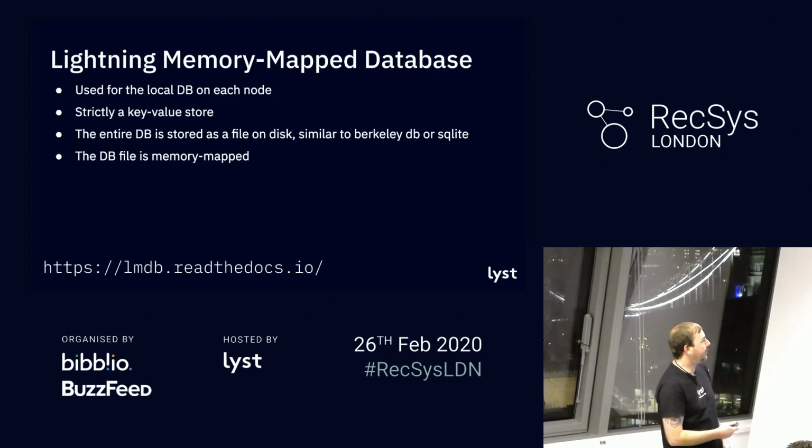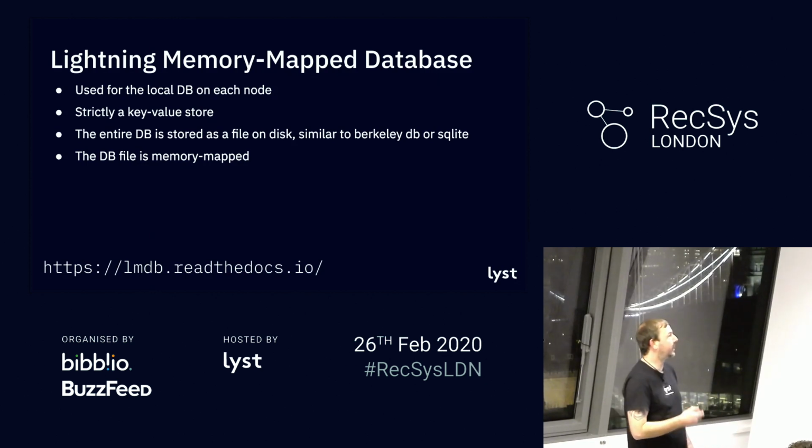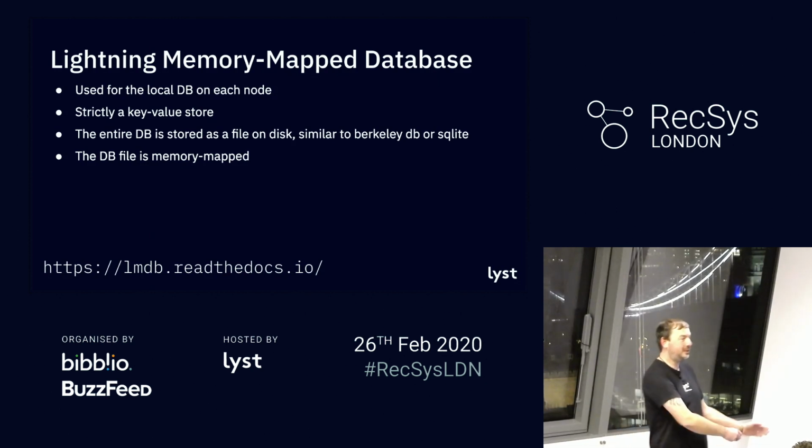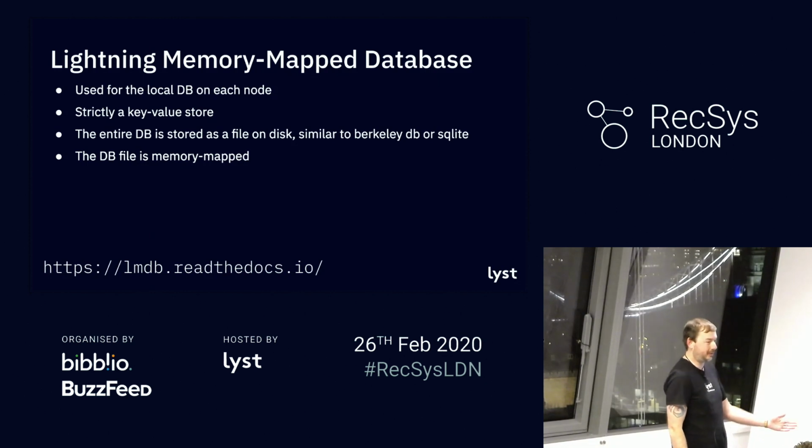Just a note on the database I'm using: this is Lightning Memory-Mapped Database. It's also open source. It's great. It's fast. It's super old school. It stores the entire database on disk like Berkeley DB does. It's only a key value store. It doesn't do anything else. There's no indices, there's no columns. You have a key, you have a value, that's it. That's all we need. We have an ID of a vector and we have a vector.